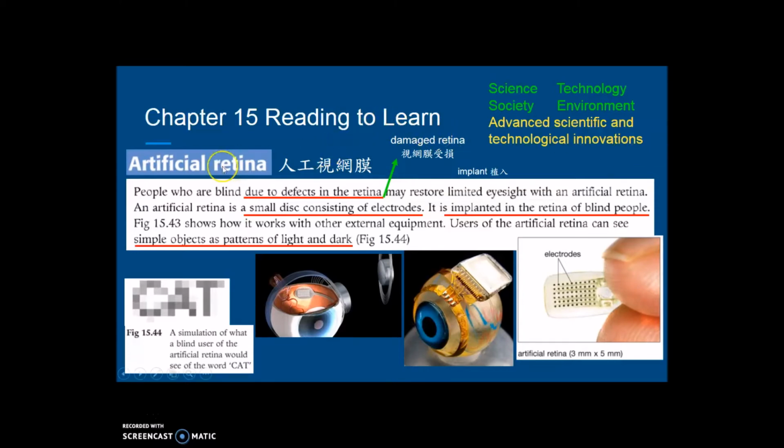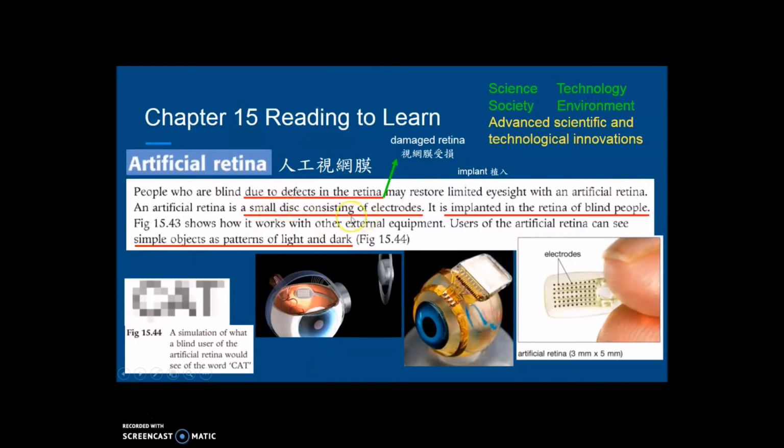So for the artificial retina, actually it can help people who are blind due to the defect in the retina, that means the damaged retina. They may restore limited eyesight with the artificial retina. So remember that when someone becomes blind, there may be many reasons. For example, if the visual center in their brain is damaged, they cannot see things at all, or if the optic nerve is damaged, they cannot see things as well.